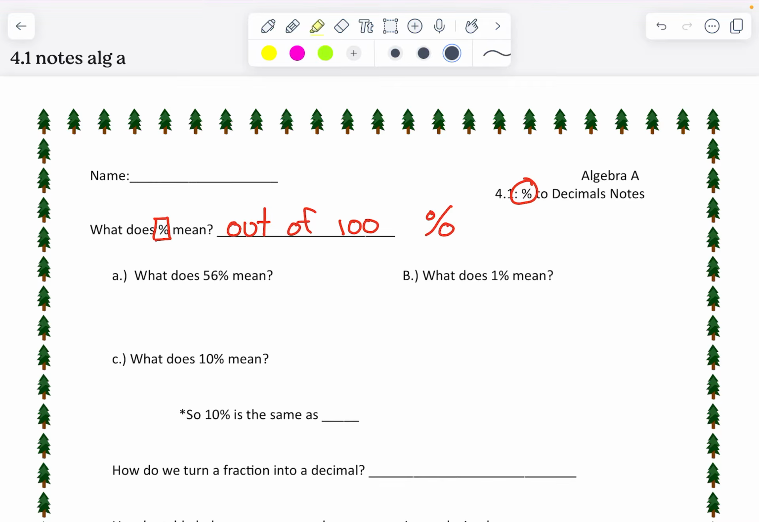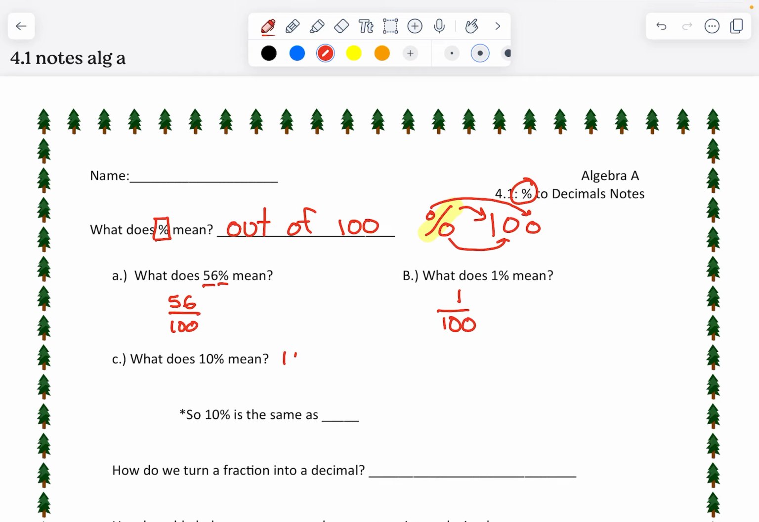You can take this little slash, twist it around a little bit into a 1. And then you can take these two zeros and use them to make the number 100. So you can always think the percent symbol can be rearranged to make 100. That helps you remember that. So 56% means 56 out of 100. 1% means 1 out of 100. 10% means 10 out of 100.